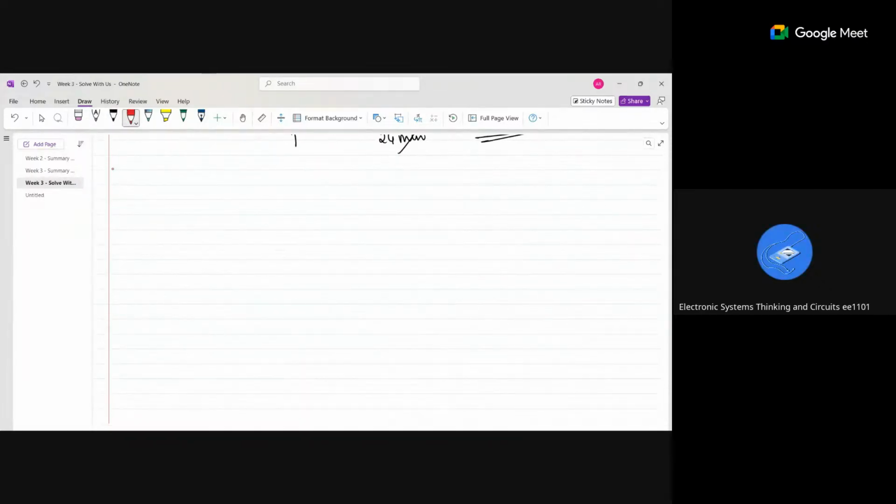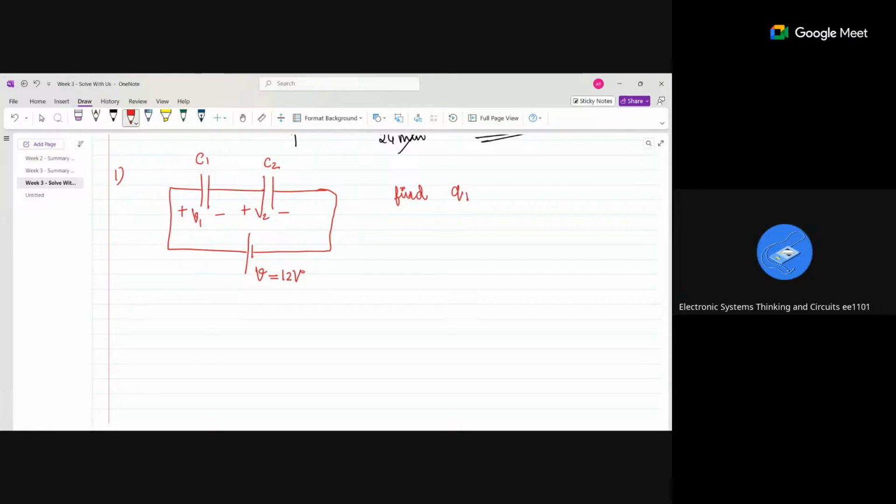So this problem is related to circuits. There is one capacitor C1 and this is C2, connected with a DC supply, V is equal to 12 volts. Let this be V1, let this be V2. You have to find QT, which is nothing but the total charge in the circuit.